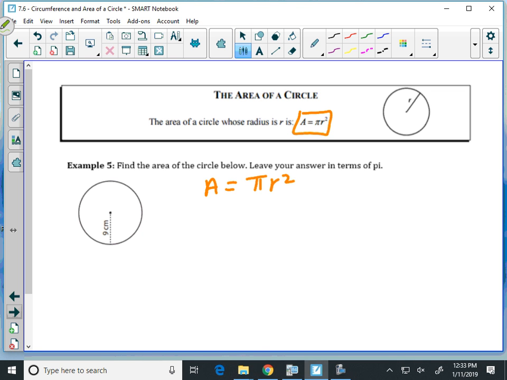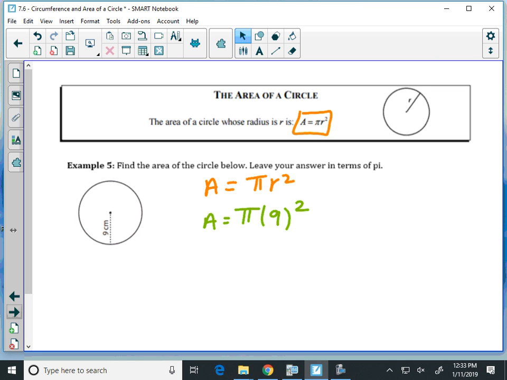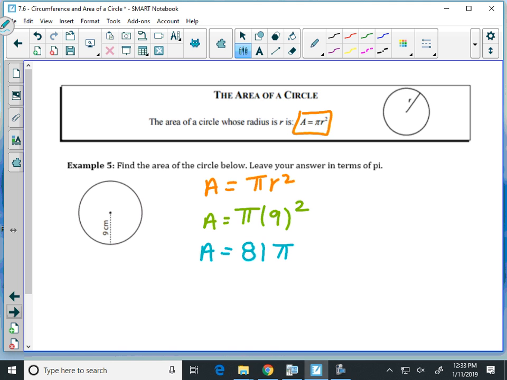What's the radius of this circle? 9. So plug 9 in, and then clean it up. It says leave in terms of pi, so don't plug pi in your calculator. Just square the 9. 9 squared is what? 81. And then tack on the pi. When we take area, it's going to be centimeters what? Squared. Good. Because we squared something in the formula, our units are going to be squared. So there's the area. That's how you find the area of a circle.